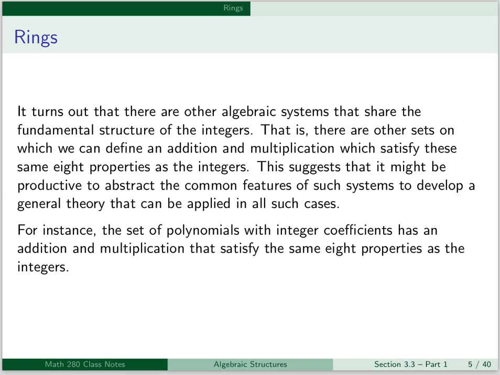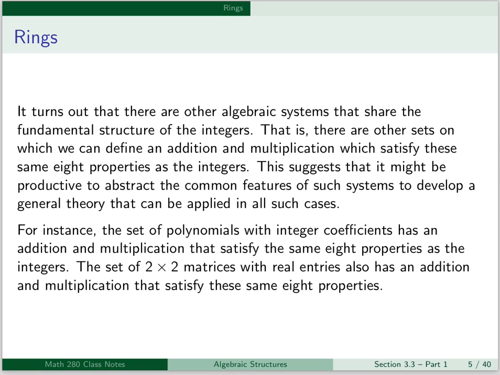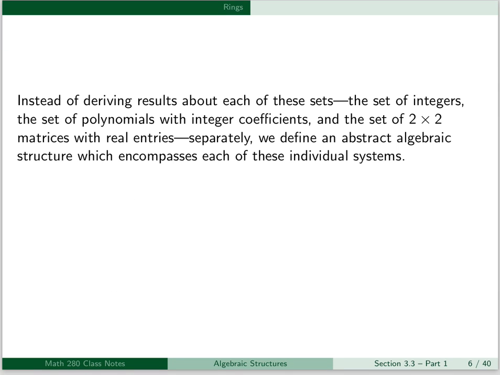For instance, the set of polynomials with integer coefficients has an addition and multiplication that satisfy the same eight properties as the integers. The set of 2 by 2 matrices with real entries also has an addition and multiplication that satisfy these same eight properties.